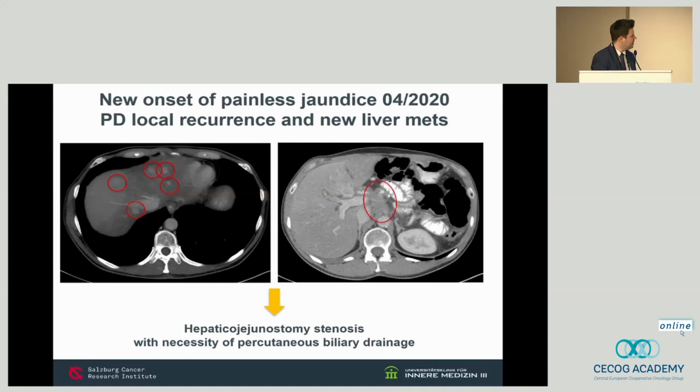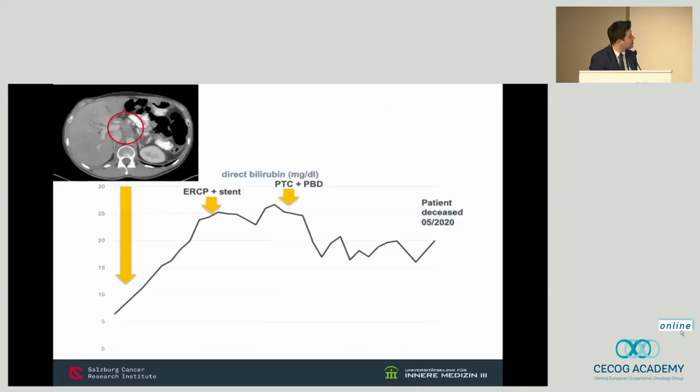The endoscopic examination revealed a hepaticojejunostomy stenosis, and in the next steps, the patient underwent an ERCP and placement of a stent, but this didn't solve the biliary occlusion problem. And in the next step, the patient necessitated percutaneous biliary drainage. The biliary drainage improved, but unfortunately the patient died in May 2020 due to sepsis.